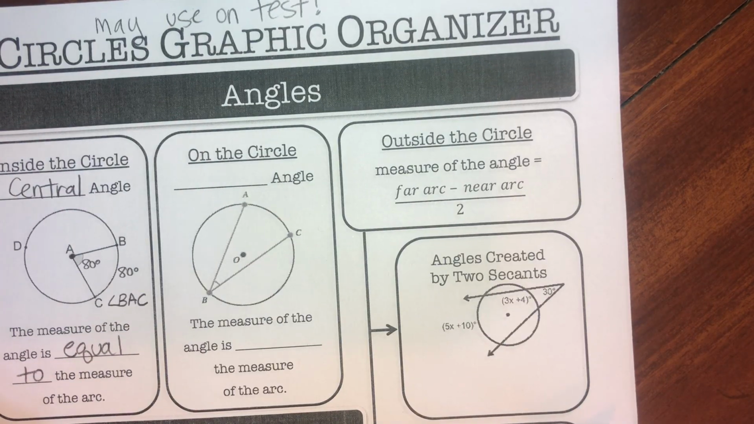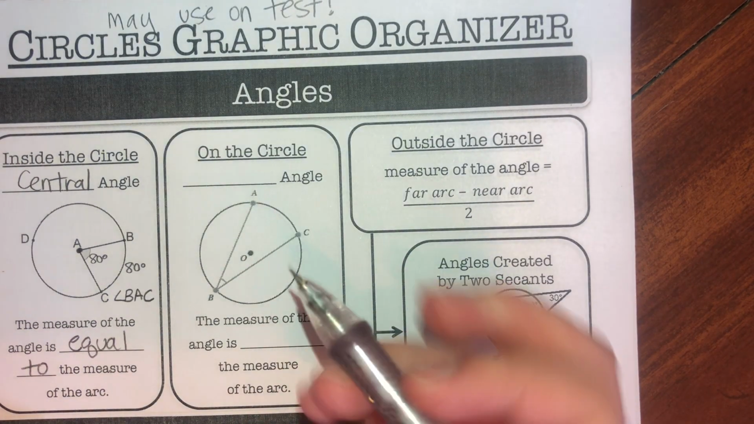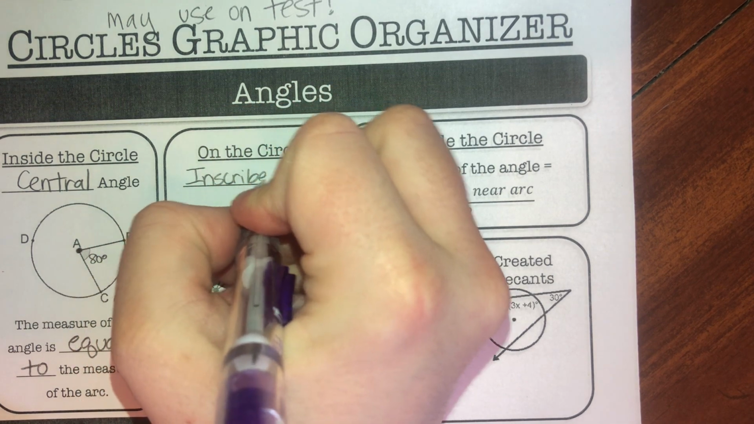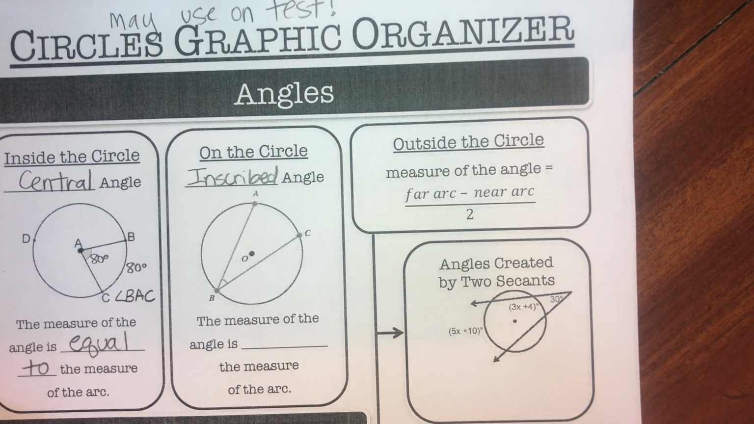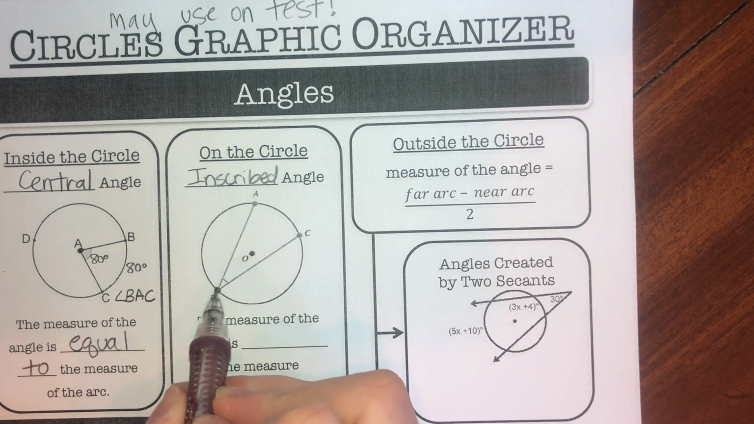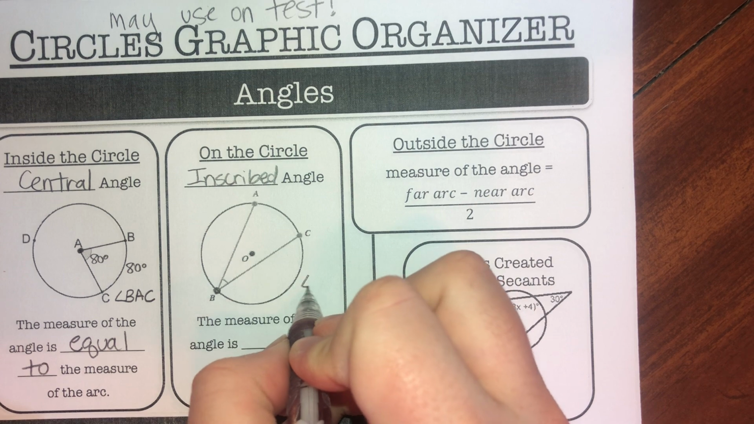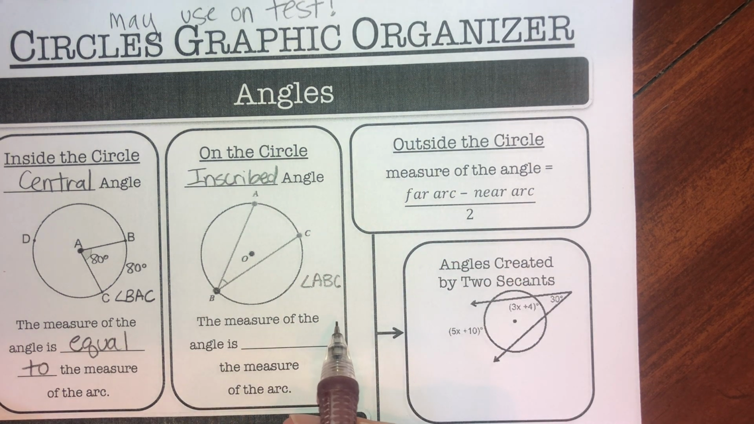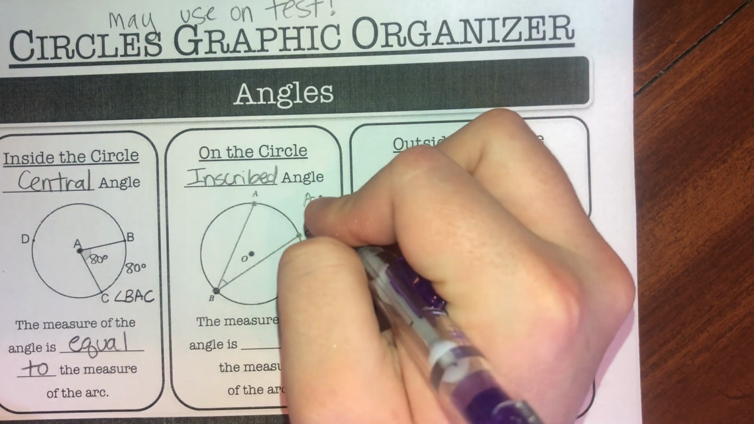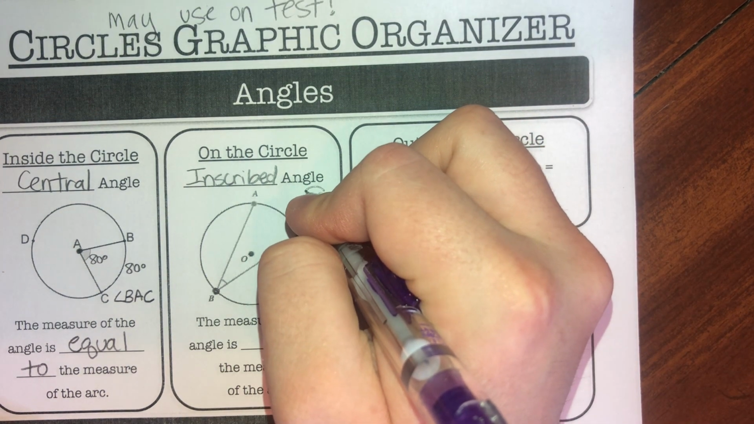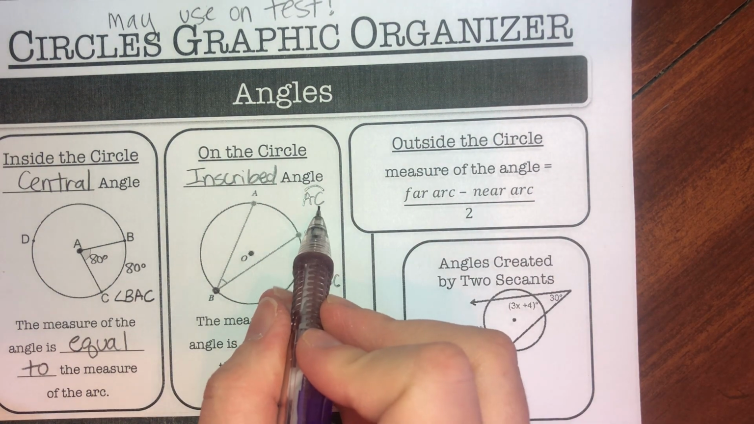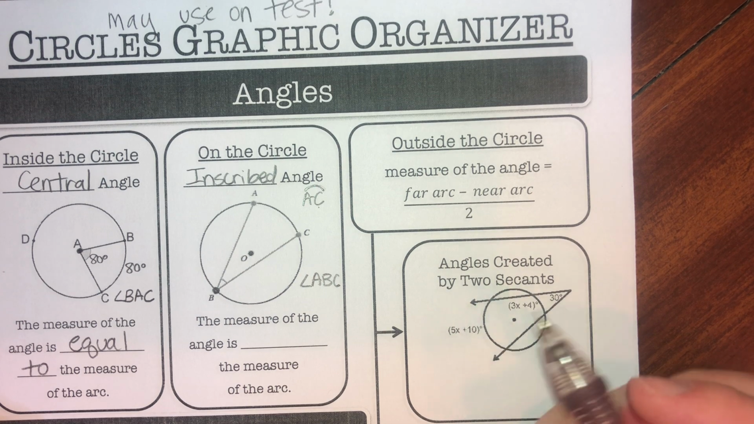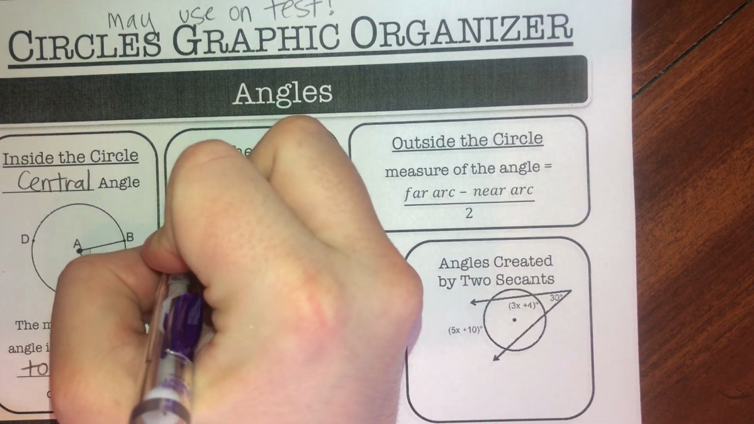The second type that we talked about was the angle that's on the circle, and that's called the inscribed angle. For inscribed angles, the vertex should be on the circle. So this will be angle ABC, and the arc that it's forming is called arc AC. It's a minor arc, so we only put those two letters, the two endpoints, with the arc symbol over the top of it.